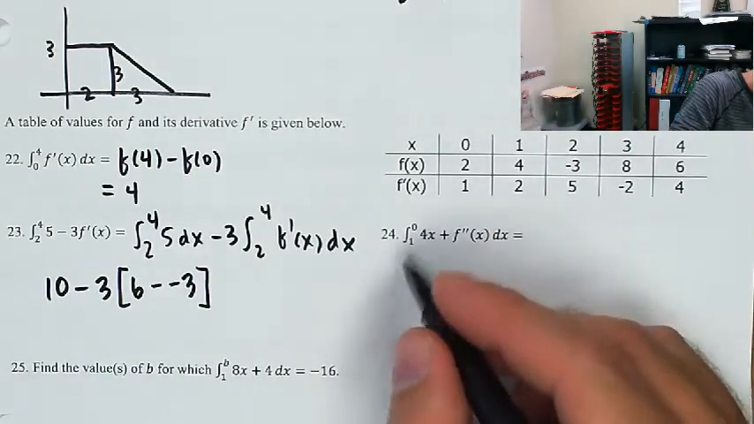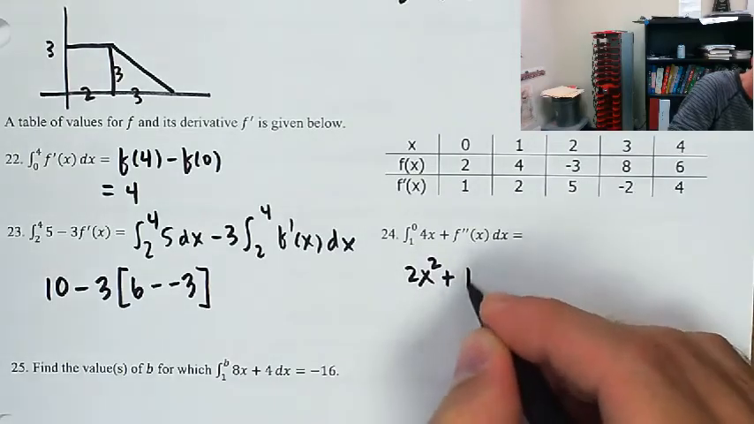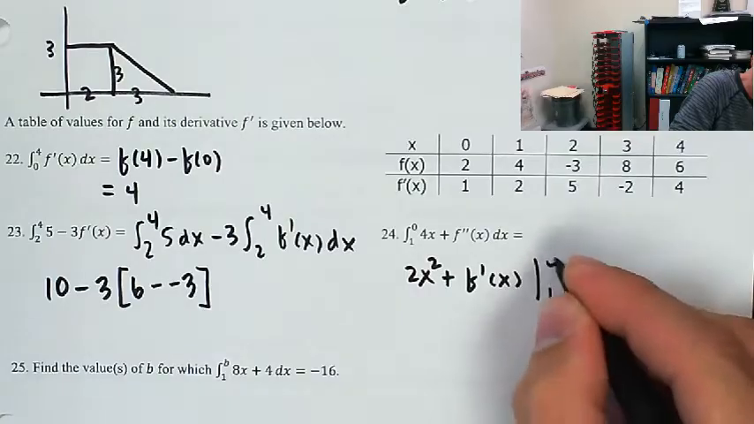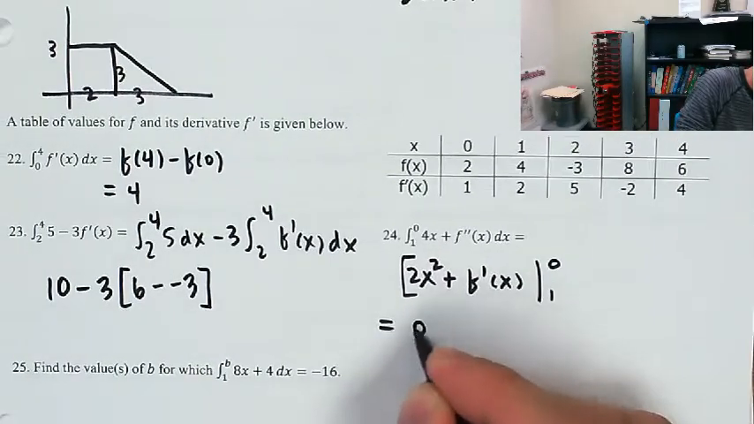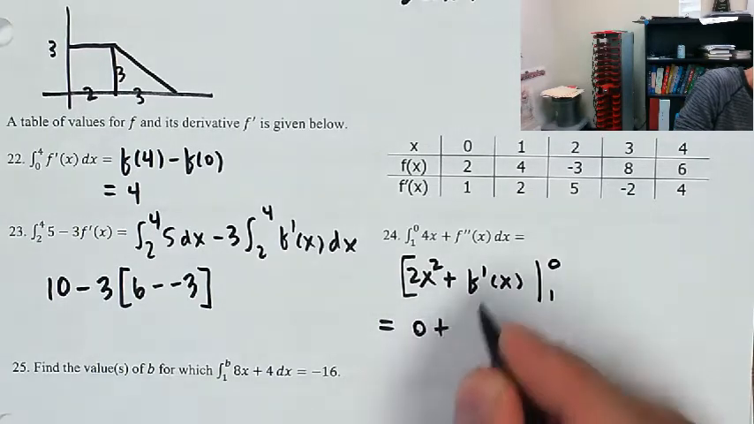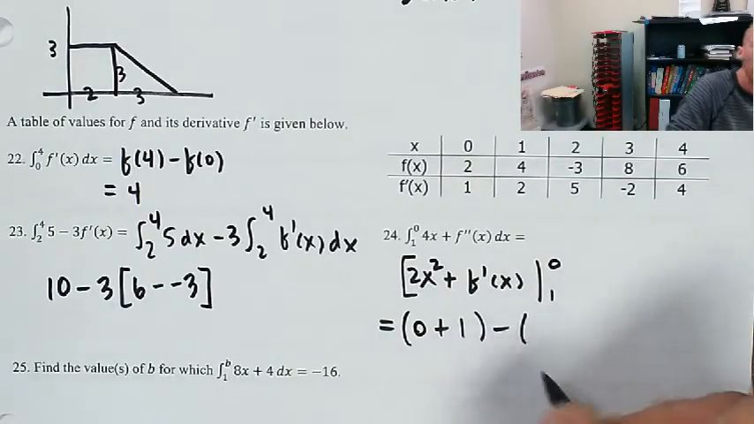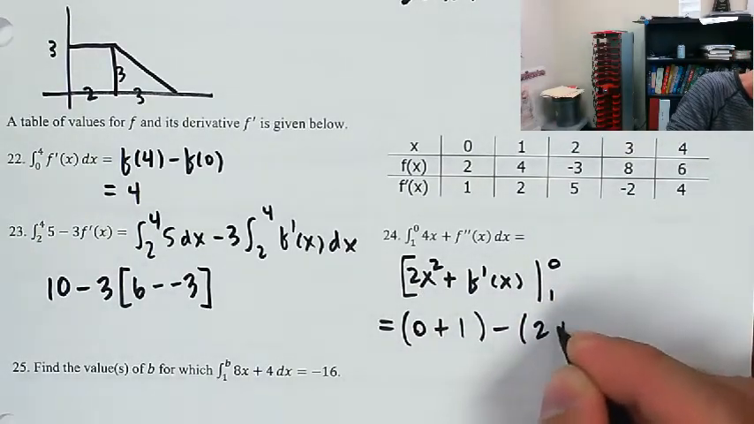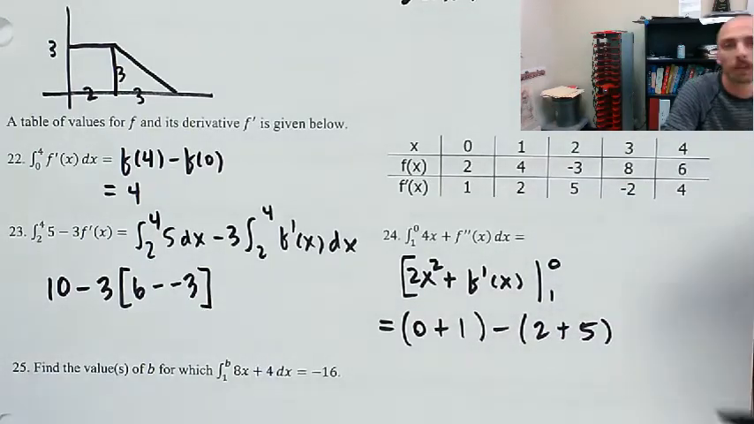Anyway, I'm going to anti-differentiate 4x, and I'm going to get 2x squared. I'm going to anti-differentiate f double prime of x, and I'm going to get f prime of x. We're going to let that go from 1 to 0, so I'm going to plug in 0 first, so that's 2 times 0 squared plus f prime of 0. And then when I plug in 1, I'll get 2 times 1 squared is 2, plus f prime of 2, which is 5. So I got 1 minus 7, which is negative 6.